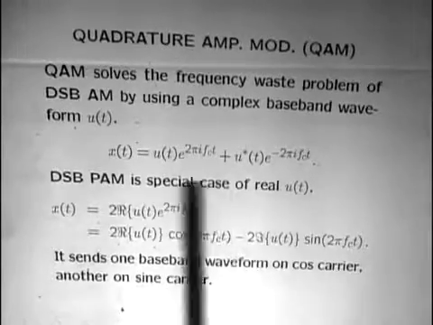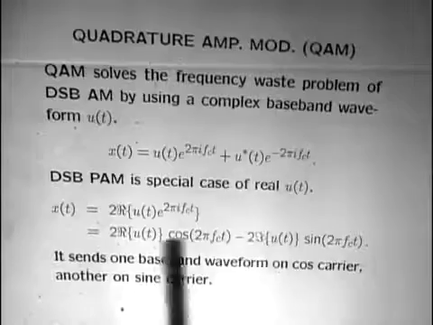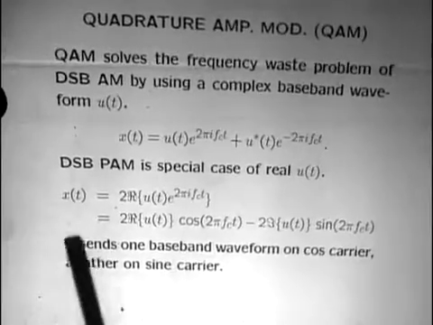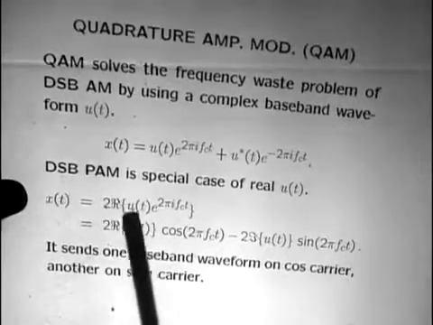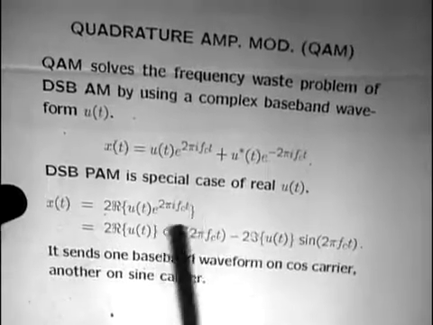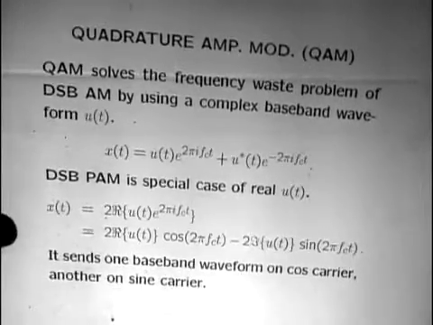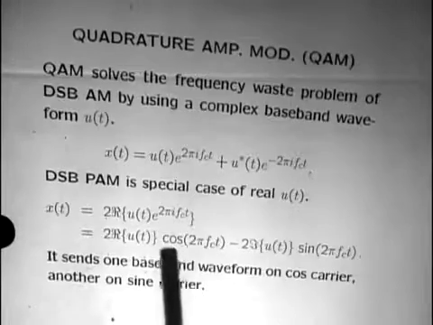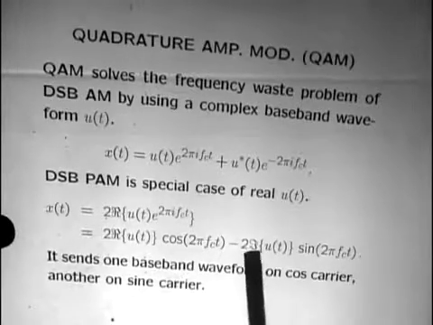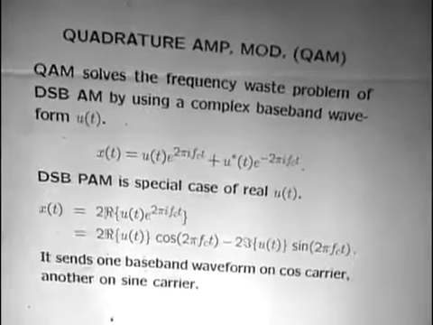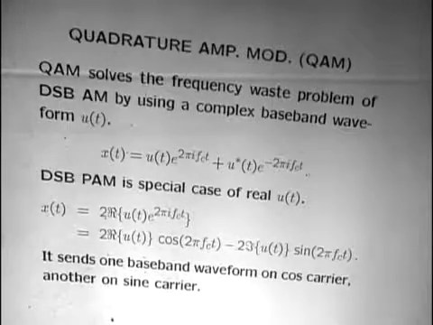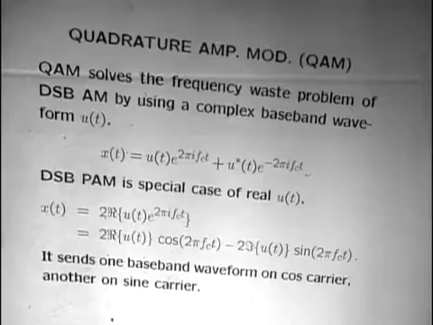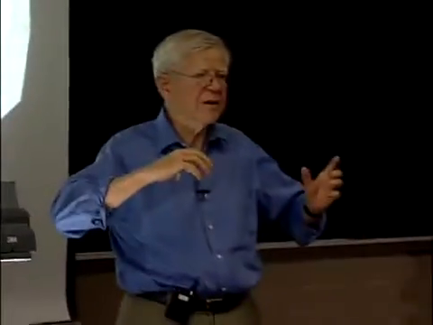When you look at this and you take the real part of this and the imaginary part of this, as I'm sure most of you have seen before, x of t becomes 2 times the real part of u of t times this complex exponential, which is equal to 2 times the real part of u of t times this cosine wave minus 2 times the imaginary part of u of t times a sine wave, which says you take this real part of this baseband waveform you've generated, you multiply it by a cosine wave, you take the imaginary part, you multiply it by a sine wave.